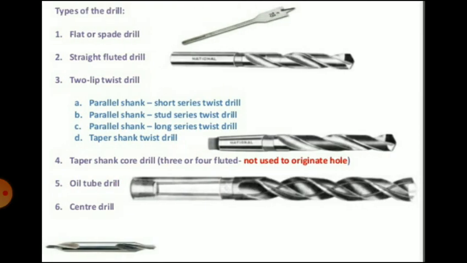Then some types of drills are shown, that is the flat or spade drill and the straight fluted drill. Then the different types of shanks, that is parallel shank, taper shank, and twist drill, are shown in a diagram. So this is regarding the drilling machines and its operations.